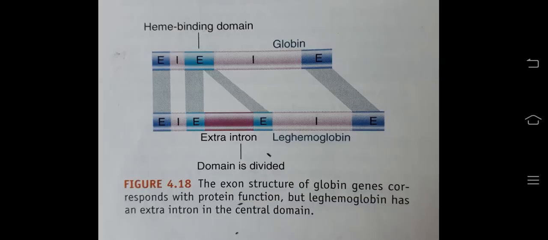When we look at this picture, there are 3 exon regions: exon, intron, exon. Along with that, a heme binding domain will be there. This is the globin. Then with the extra intron, the leg hemoglobin domain is divided. The exon structure, represented as E in this figure, of globin genes corresponds with protein function, but leg hemoglobin has an extra intron in the central domain.